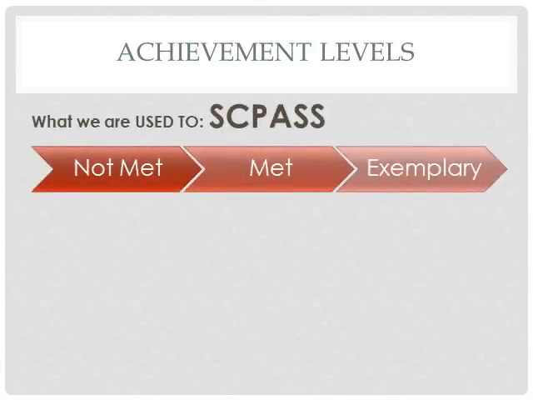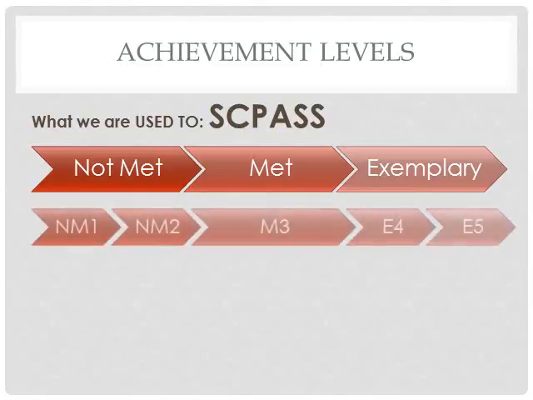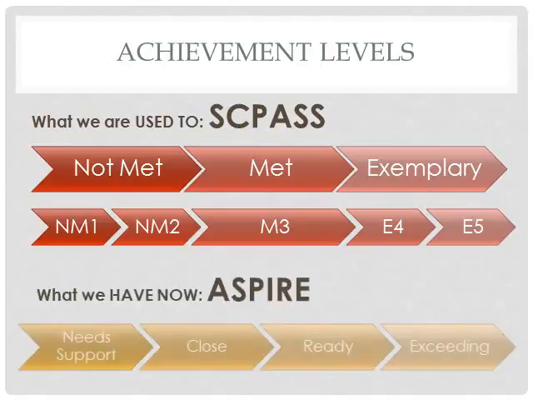When we look at achievement levels, what we are used to are SCPASS achievement levels, which are not met, met, and exemplary, or some of you may use not met 1, not met 2, met 3, E4, and E5 levels. What we have now starting this year are Aspire readiness levels. We have needs support, close, ready, and exceeding.